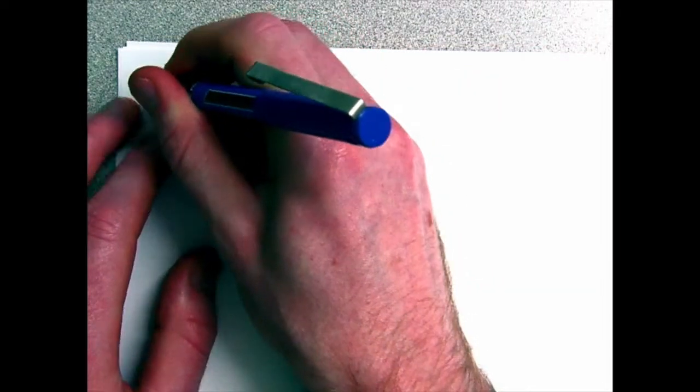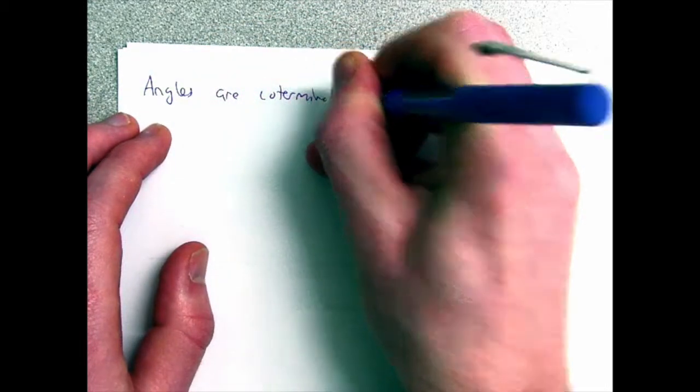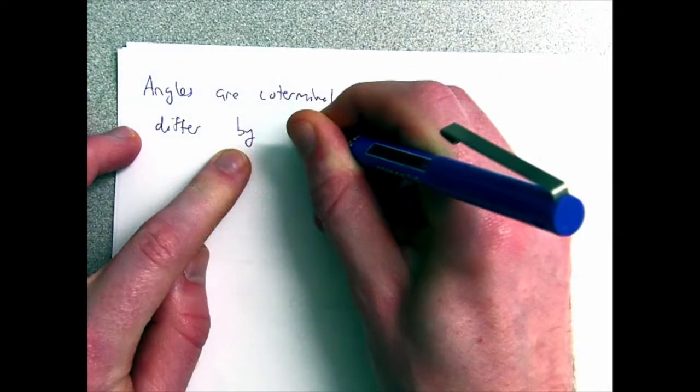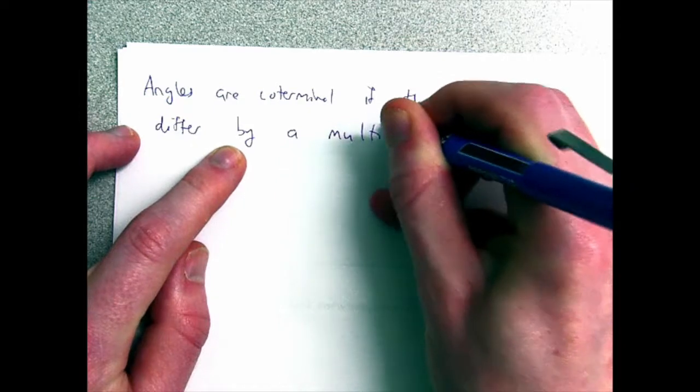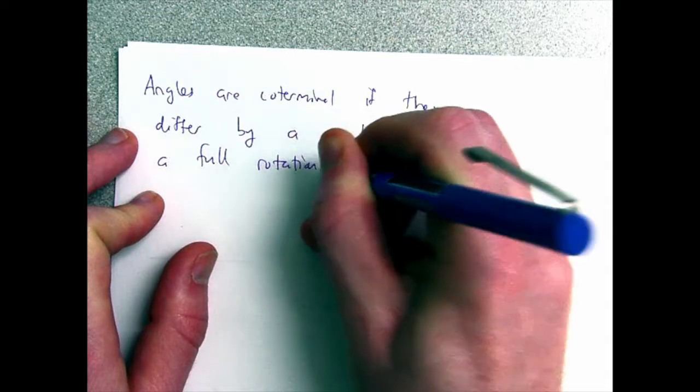Now, I want to say, can I give you a sort of formulaic or more general way of talking about when two angles are coterminal? The basic idea is this. Angles are coterminal if they differ by a multiple of a full rotation. So here's what I mean by that.